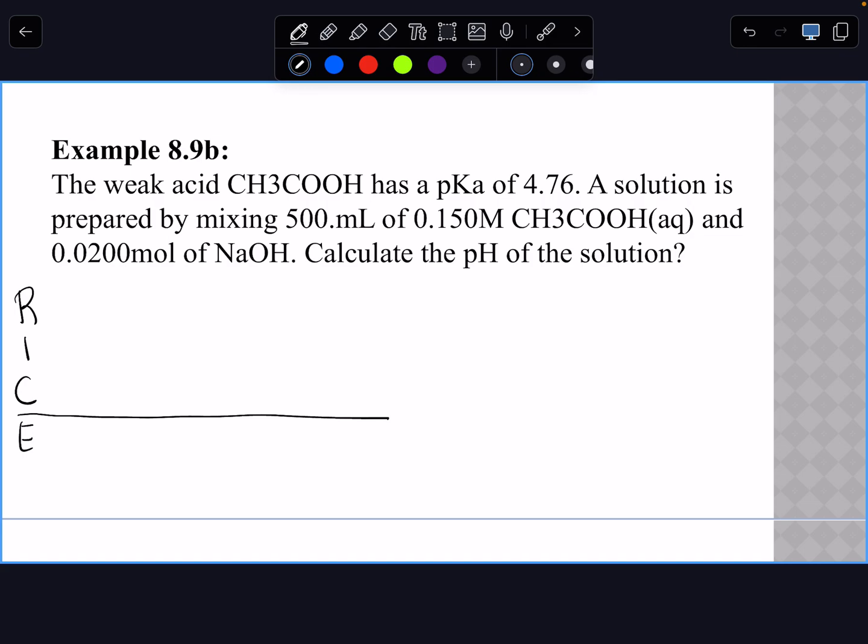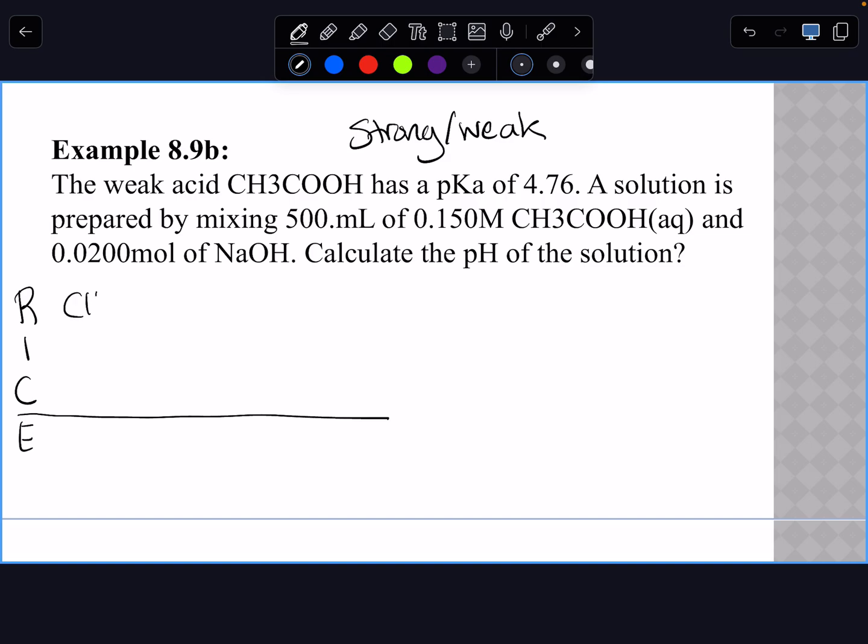So make a note: the reason why we're using RICE is why? We don't know the end amounts. So whenever it's a strong-weak combination buffer, you have to do a RICE chart. Okay? All right, so the reaction is the acid.